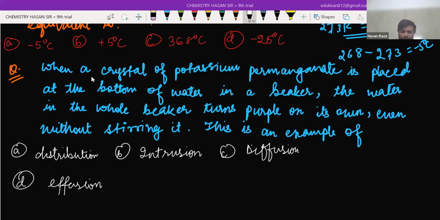Is it distribution, sir? What is the answer? No, see, potassium permanganate is at the bottom of water in a beaker.